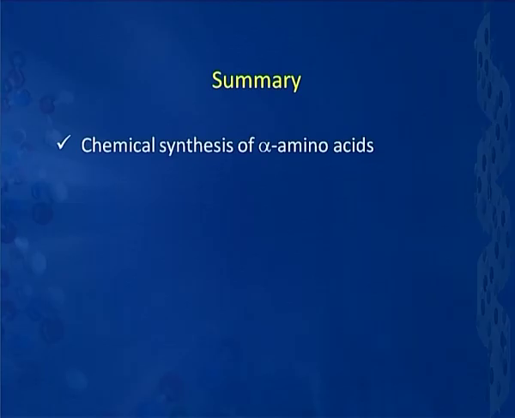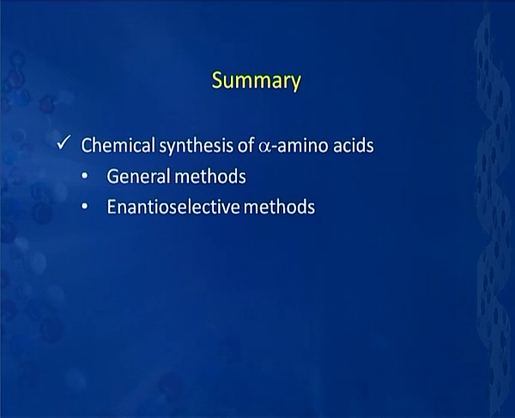Let us sum up what we have done today. Today we have taken up two very important aspects of the chemistry of alpha amino acids. First one was the chemical synthesis of alpha amino acids, and in this context we talked about some general methods of synthesizing alpha amino acids. We talked about 4 such methods, which are the most important ones nowadays, and we realized that the general methods give us racemic products, and we argued for the need for methods which can give us optically pure products, and in that context we talked about one enantioselective method.